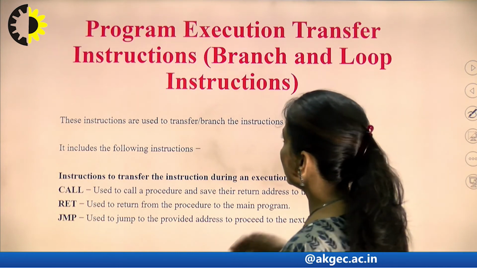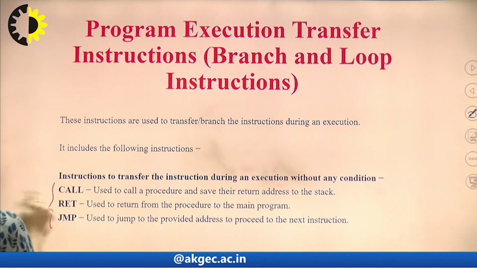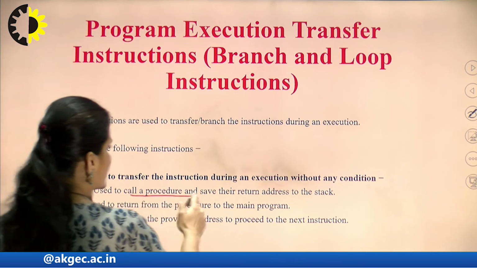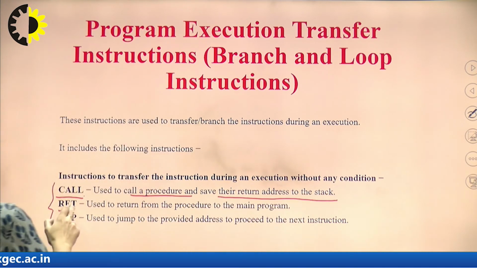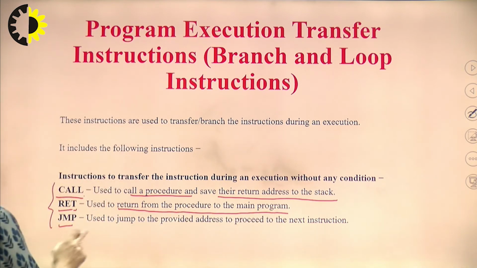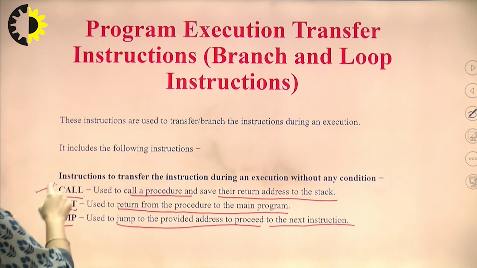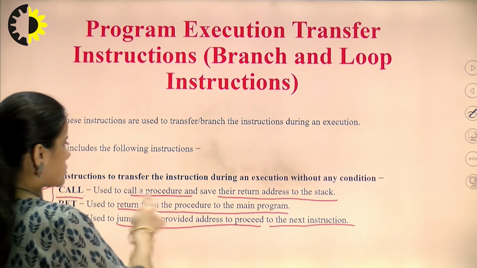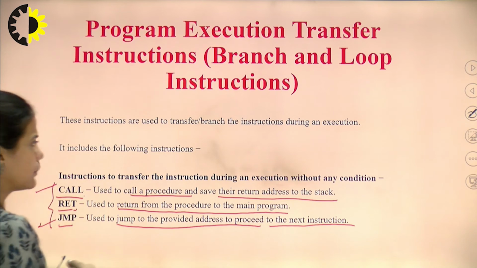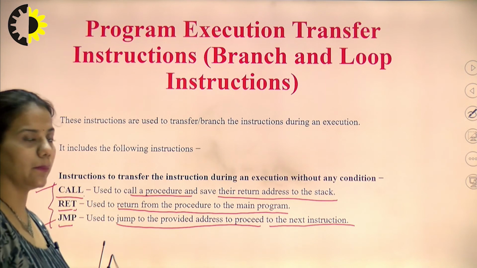When we talk about the program execution transfer instructions, these are the main instructions which are used: call, return and jump. The call instruction is used to call a procedure and save the return address to the stack. Return is used to return from the procedure to the main program. Jump is used to jump to the provided address to proceed to the next instruction. But how are call and jump different? In the case of call we come back to the main program by using the return address, but in case of jump we do not come back to the main program.